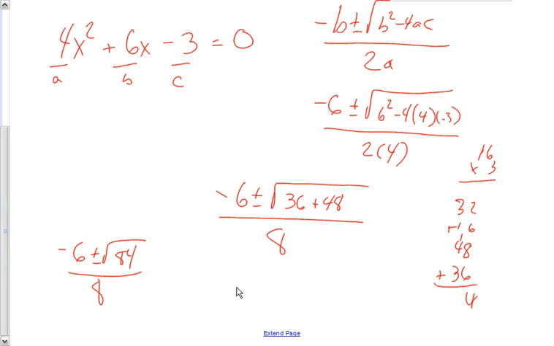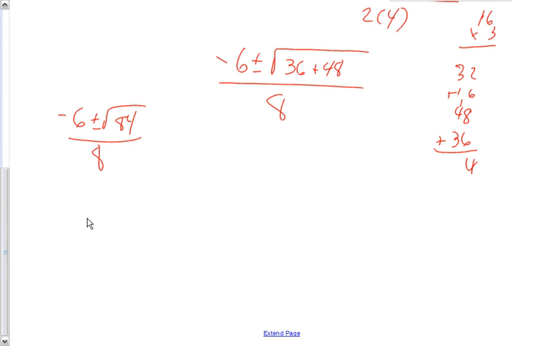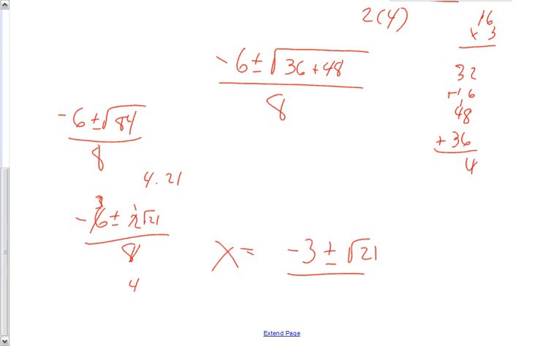Now I'm thinking, what perfect squares are in 84? 4 happens to be one. So let's see if we can do that. That's negative 6 plus minus the square root of 4 times 21. So 4 times 21 is 2 square roots of 21 all over 8. 21 breaks down to 3 and 7. Those are prime. Does anything go into 6, 2, and 8? Yeah, you can divide them all by 2. So that's 3, that's 1, that's 4. So now x equals negative 3 plus minus the square root of 21 all over 4. And those are the roots to our equation.